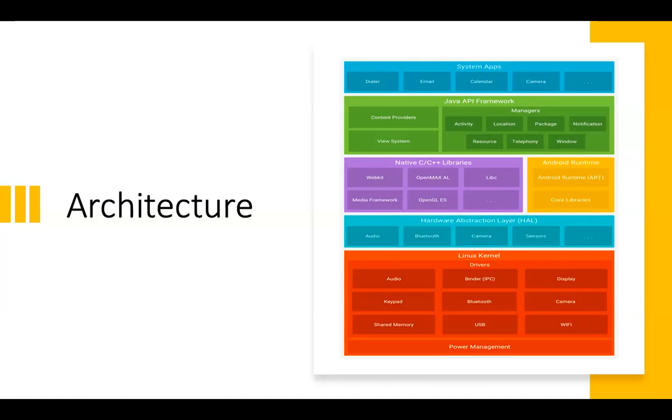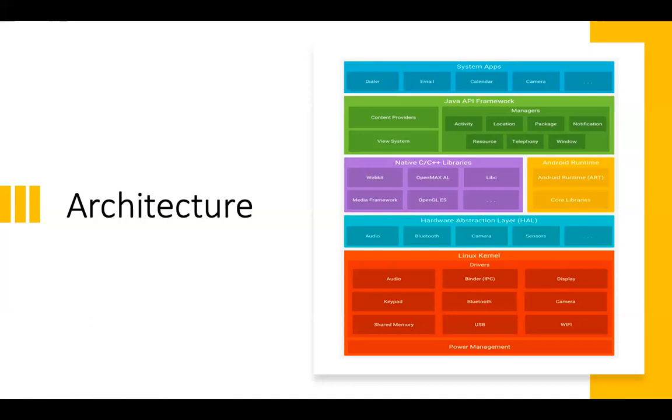That is a view that is created here. Next is the third layer, the native C and C++ libraries. These native C and C++ libraries are very important because the Android operating system was developed using C and C++ libraries.